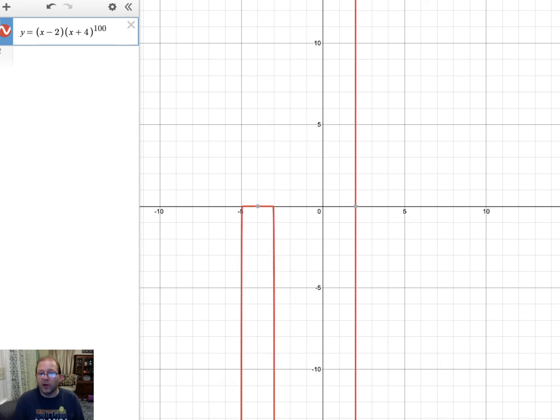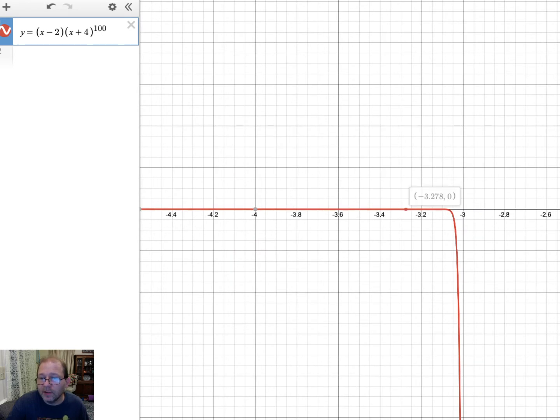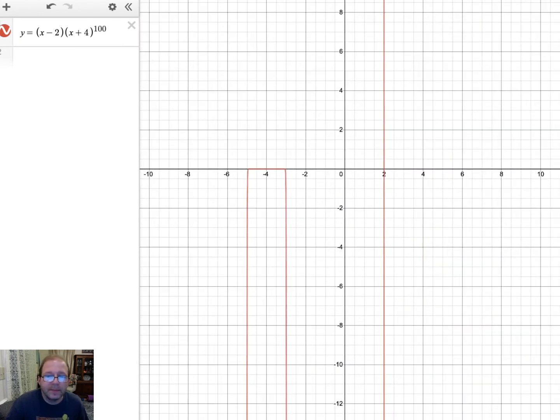If I make it 100, it looks like straight lines. But in actuality, those are just very severely curved. If you were to come over here and trace along, it grows very fast. It doesn't look like it's growing very fast, but it's because I'm not moving very much. But anyway, that's how multiplicity affects the shape of the graph.